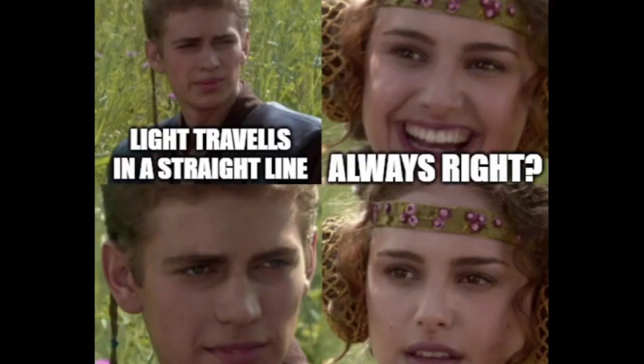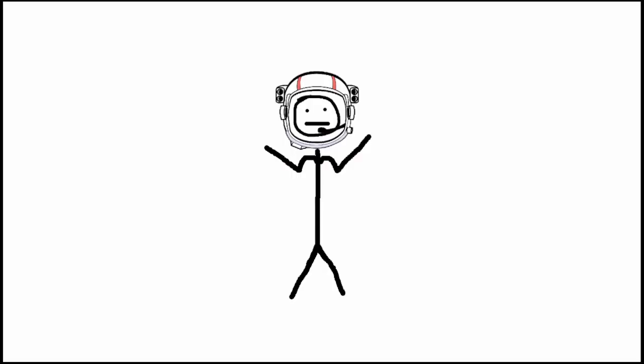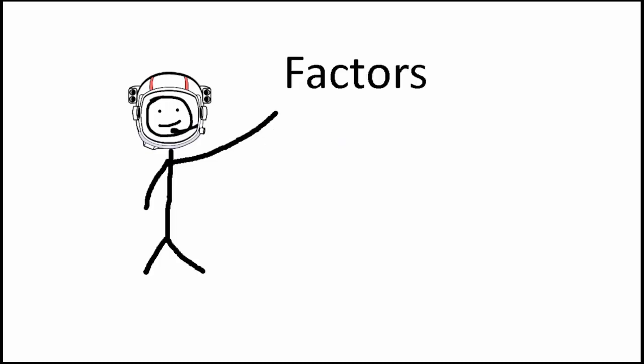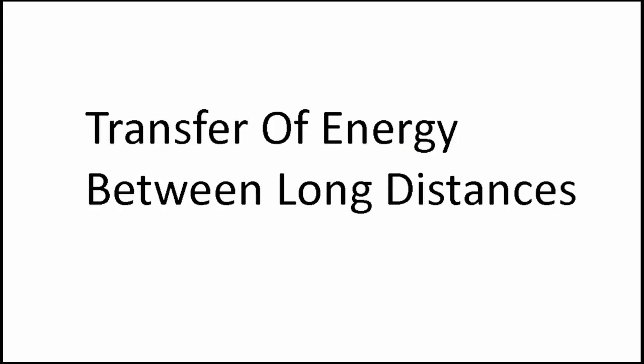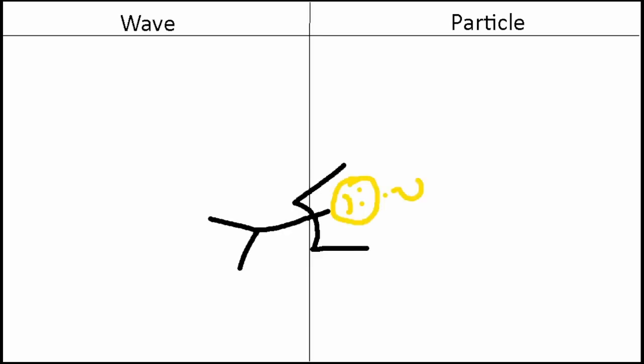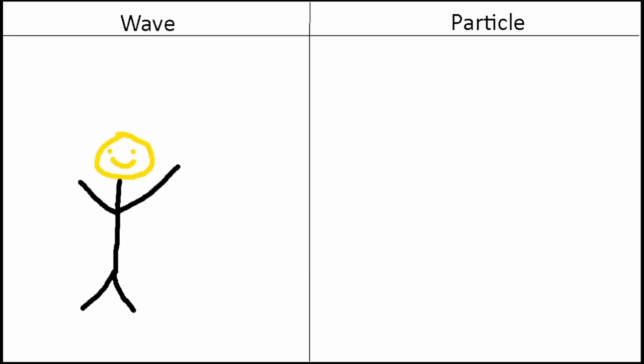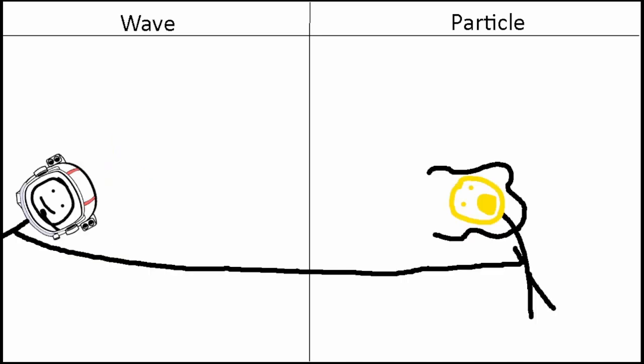So, light travels in a straight line, right? Right? Well, kinda. There are, of course, factors that change the direction that light travels in. But first, let's understand why light travels in a straight line. There are two main ways that energy is transferred between two locations: particles and waves. See, there's also something you need to know about our little friend, light. It's kinda indecisive. Sometimes it wants to act as a particle and sometimes as a wave. However, for the sake of explanation, I'll consider its particle form: photons.